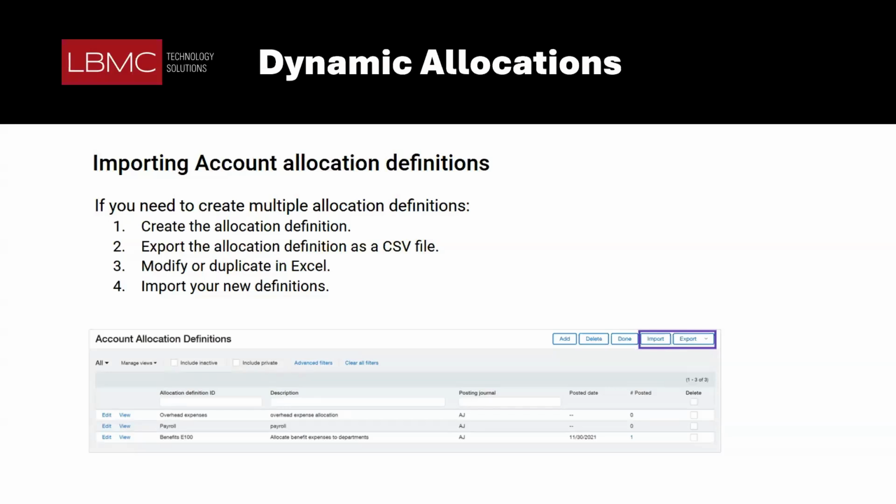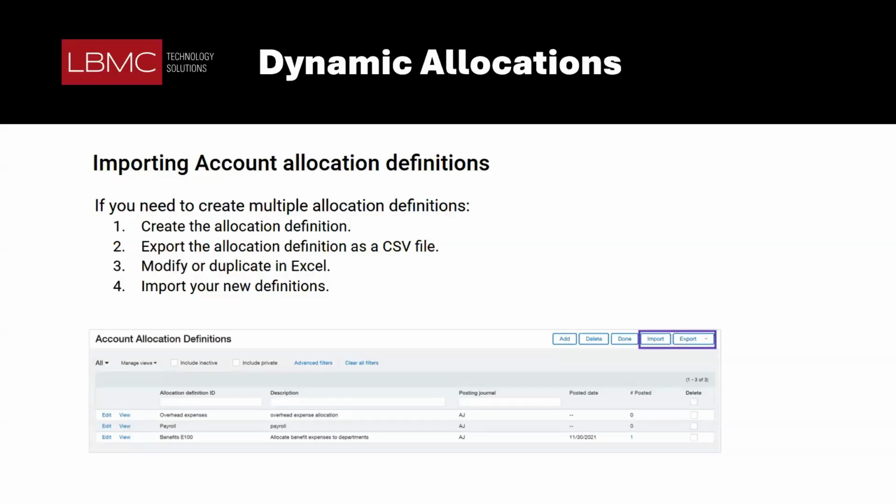If you need to create multiple allocation definitions, you can create your allocation definition and export those allocations. And know, of course, when you're importing any information within Sage Intacct, it must be a CSV file. And you can use that to modify and duplicate in Excel for import within the system. This also allows you to create and identify new definitions as needed within the system.